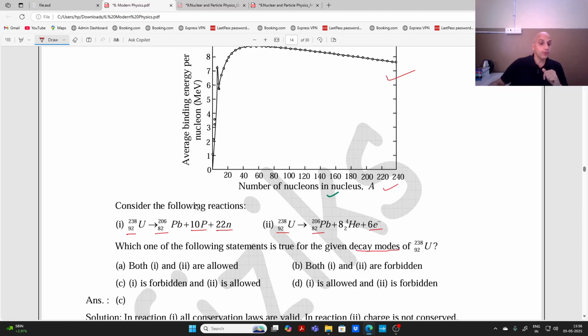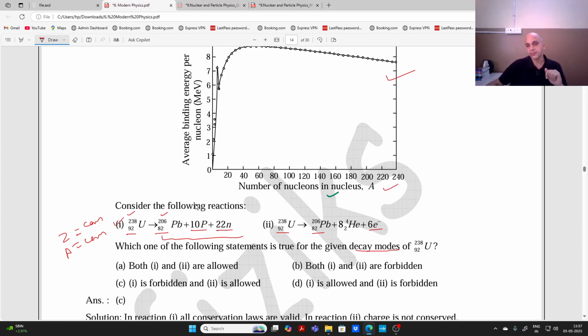Now first of all, compare whether the charge is conserved or not, and whether the mass number is conserved or not. As far as the charge number, I mean the number of protons, 92 on this side, we should have 92 protons on this side. So 82 plus 10 makes 92. So done, Z is conserved, I am talking about the proton number. Mass number: 238 on one side; 206 plus 10 is 216, plus 22 is 238. So A is also conserved. It means the reaction is allowed from these two perspectives.